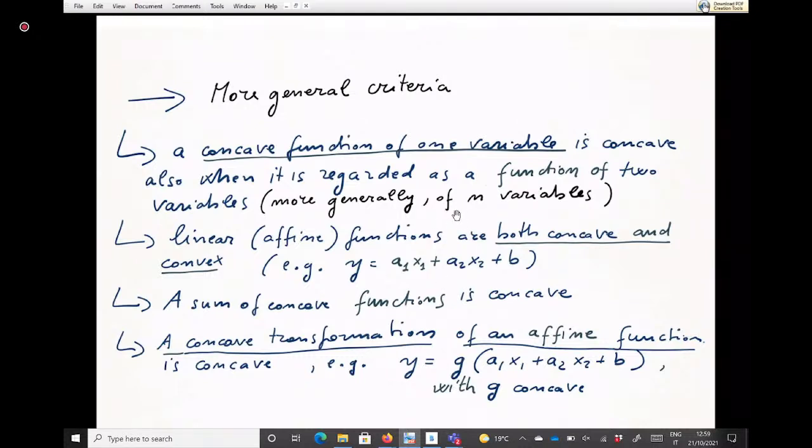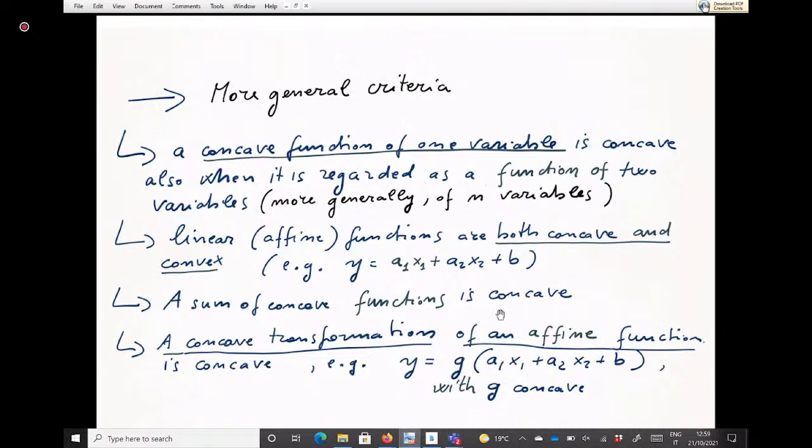Then, if you have the sum of a concave function plus a plane, this is concave, because the plane can be regarded as both concave and convex. And this is the most powerful one: a sum of concave functions is concave. This can be proven very easily, also in general. And another one is that a concave transformation of a linear function is concave.